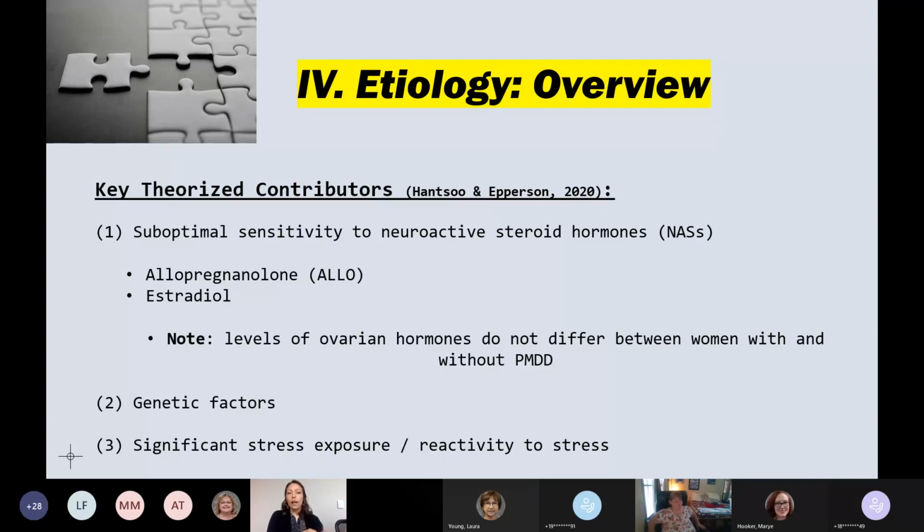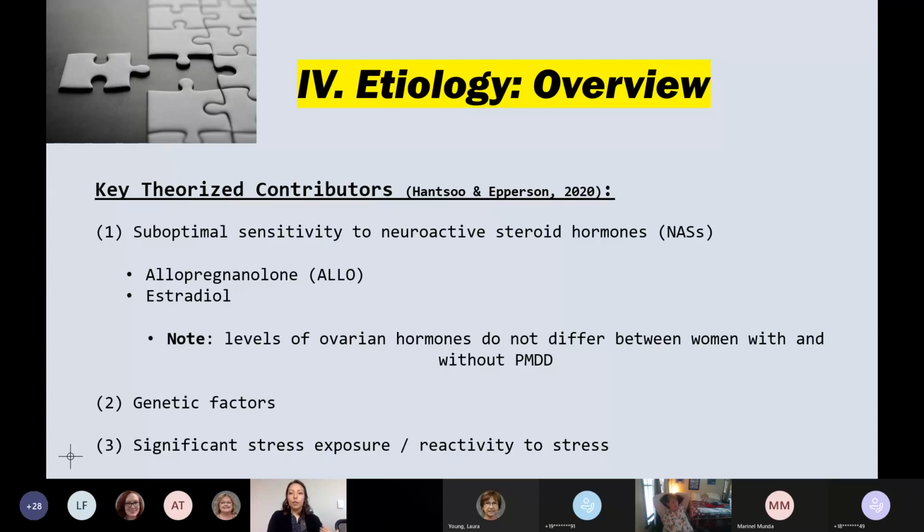So for allopregnanolone, or allo, this is a metabolite of progesterone, and it attaches to the GABA A receptors. It's a positive allosteric modulator, much like a benzodiazepine or alcohol, that typically produces a sedative effect. And in women with PMDD, what we see is a suboptimal reactivity to allo. And so it's hypothesized that those hallmark symptoms of anxiety and depression are somehow related to that functioning of allo at the receptor site. Another implicated neuroactive steroid hormone is estradiol.